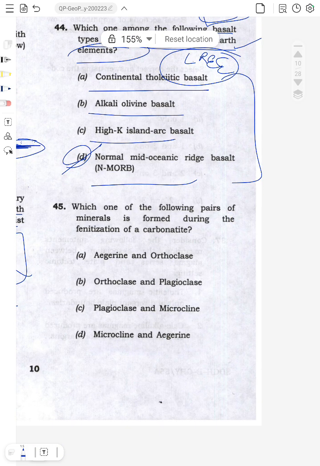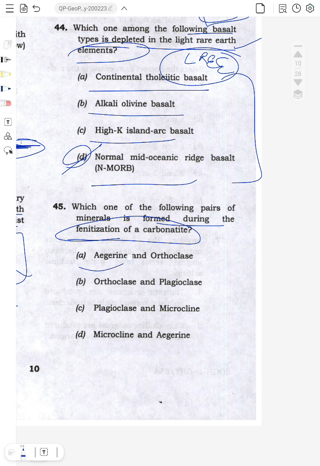Now coming to the 45th question, which one of the following pairs of minerals is formed by the carbonatite during fenitization? Again, the question is on fenitization in this paper. तो कौन से पेयर के मिनरल है जो fenitization से कार्बोनेटाइट के फॉर्म होते हैं? So fenitization occurs in an intraplate tectonic setting or continental rift zone में. It's a metasomatism that occurs when alkaline fluids interact with country rock, especially around carbonatites, and it promotes the formation of alkali-rich minerals: aegirine, orthoclase, and microcline.